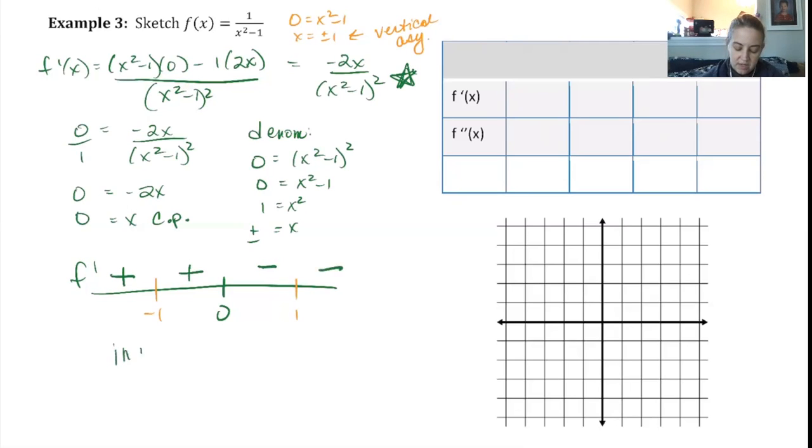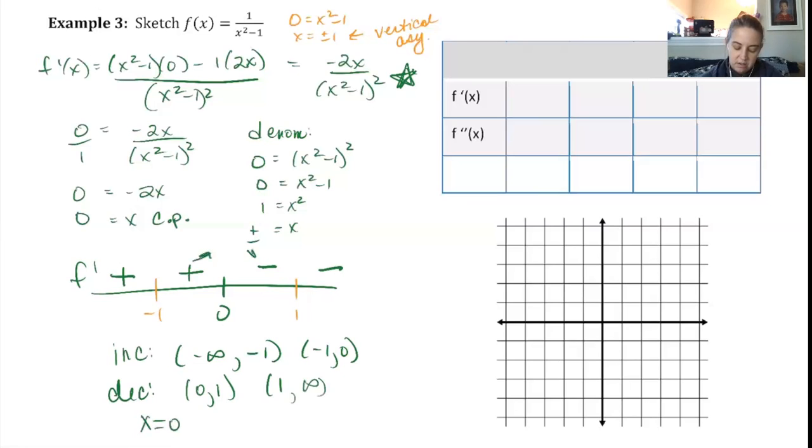So we are increasing from -infinity to -1. There's a vertical asymptote there. And -1 to 0, we are decreasing from 0 to 1 and 1 to infinity. X equals 0. I go from increasing to decreasing, so that is the local max. And x equals -1 and 1, those are vertical asymptotes. There's no switch there. All right, that's everything for the first derivative.